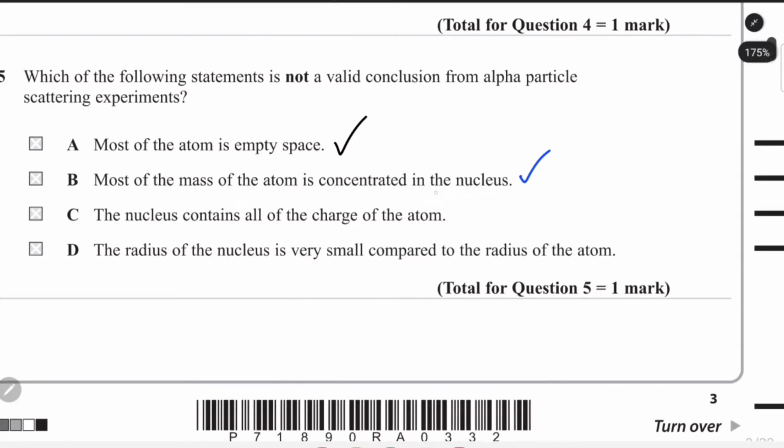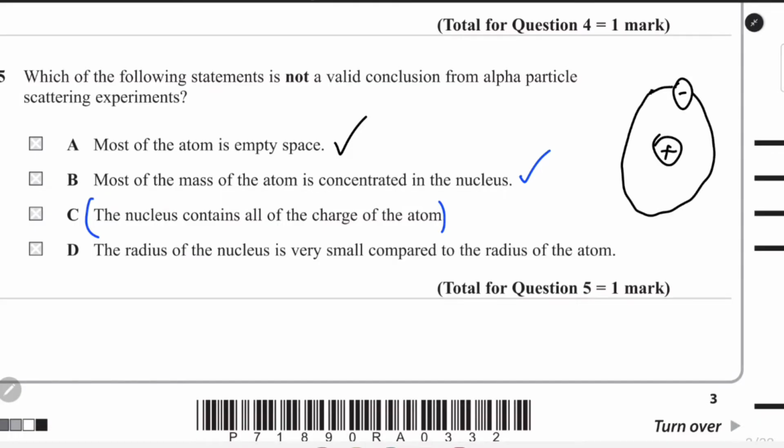If the nucleus contained all the charge of the atom, it would end up being neutral. Since we know that atoms are usually neutral, there are electrons going around and a nucleus in the middle. If they're telling us that all of the charge of the atom is in the nucleus, they also mean that this negative charge is also in the nucleus, which would be wrong. So this is the answer. This is not a valid conclusion.